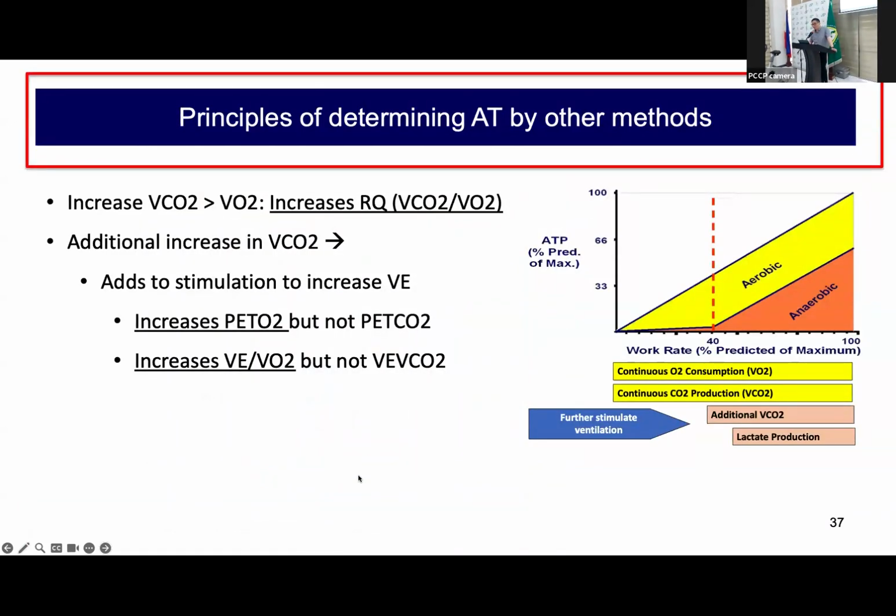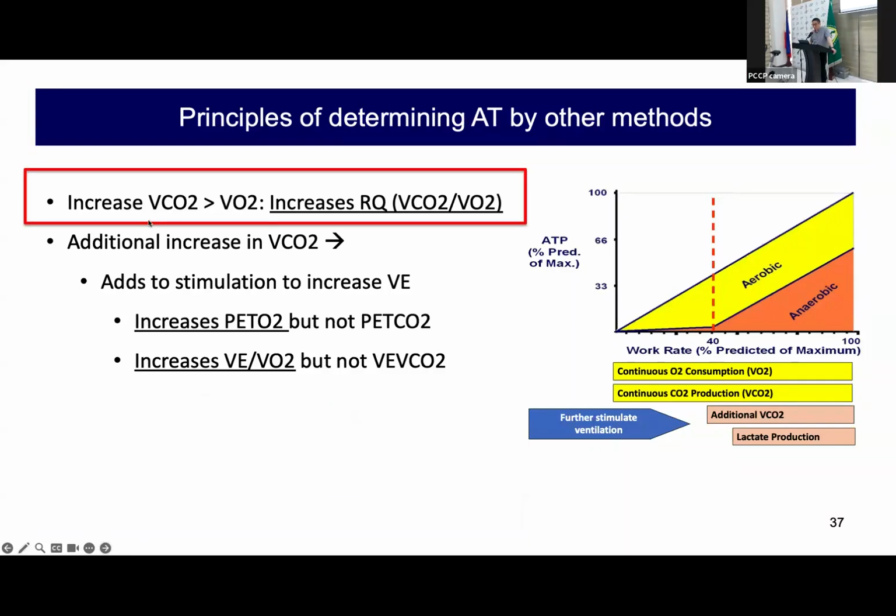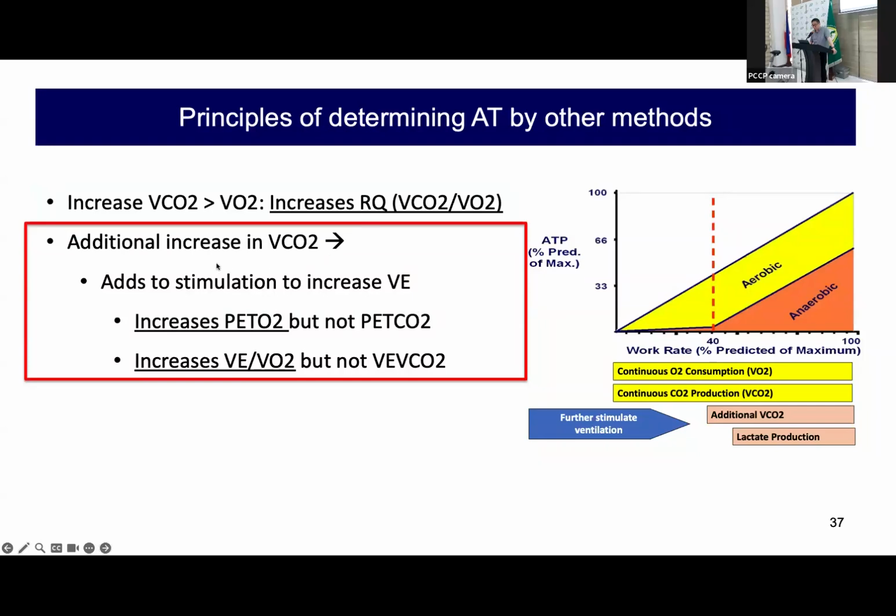Now, there are several ways in determining AT by other methods. The principle is there will be an increased carbon dioxide more than the oxygen. So this increases the RER or the RQ. There will be an additional increase in the VCO2, which stimulates increase in minute ventilation. And the manifestation is there will be an increase in tidal O2 and an increased respiratory equivalent for oxygen.